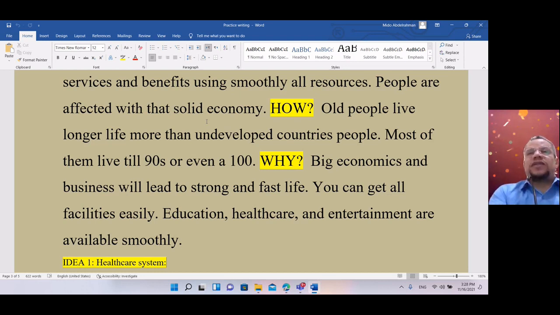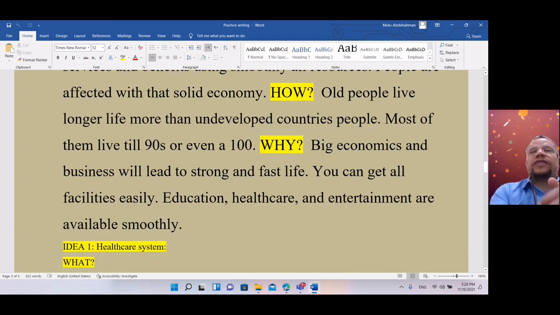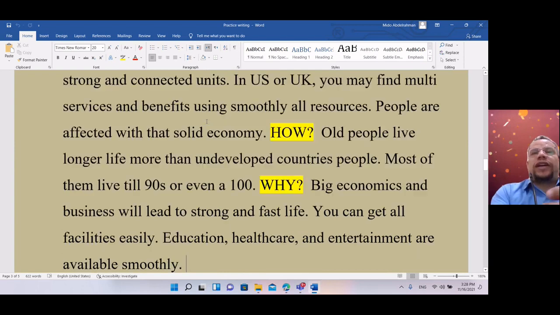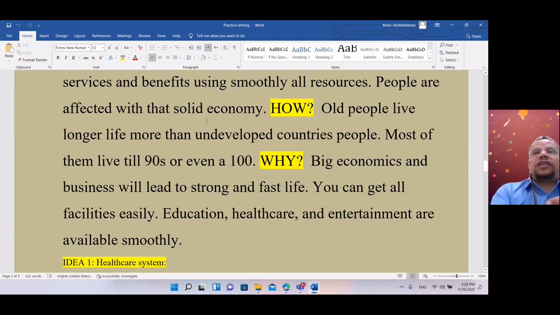Big economics and business will lead to a strong and fast life. You can easily get all facilities, that's why. Education, healthcare, and entertainment are available smoothly. Now I answer the three questions: what, how, why. Okay.